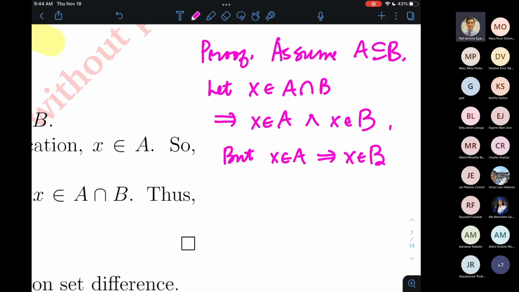Or napindot lang yata ni Gad? Okay. So Sir, I hope sorry, napindot lang. Oh, no problems.